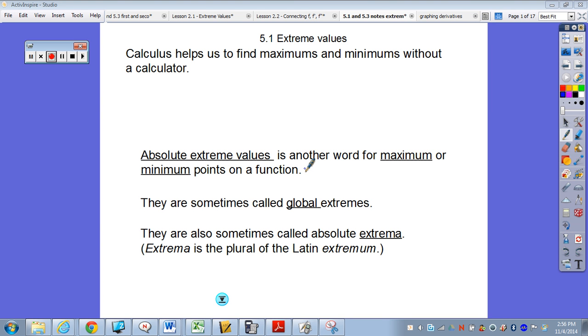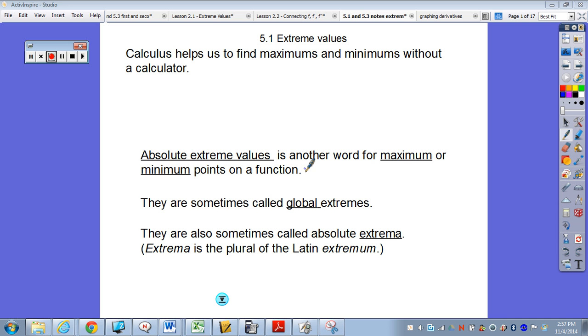Today we're going to learn about extreme values, which is 5.1 and 5.3 in your textbook, and this is going to be kind of the first application to graphs that we're doing with derivatives. So we're going to use calculus to help us define maxes and mins without a calculator. In your previous math classes you've probably found maxes and mins using your calculator, so now we're going to do it algebraically using calculus.